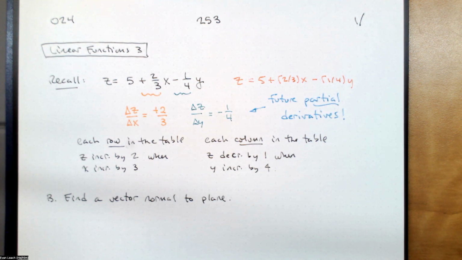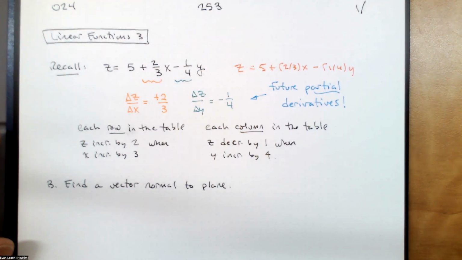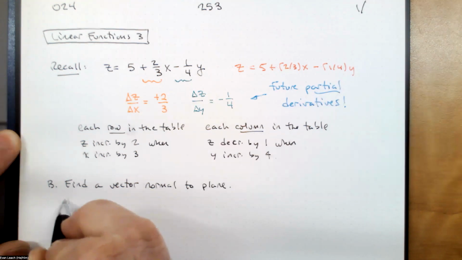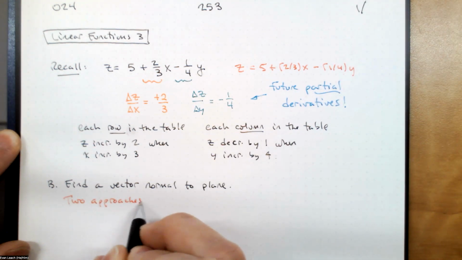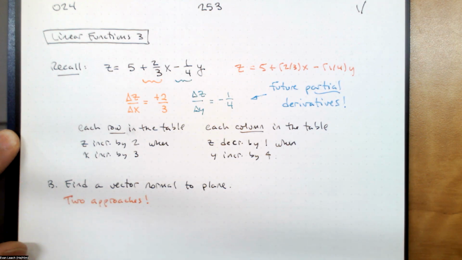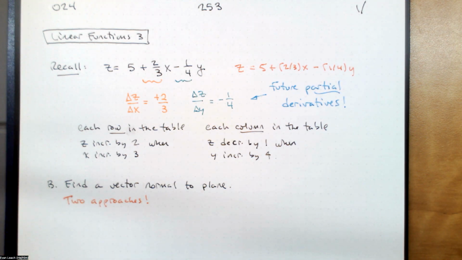I saw 2 approaches, which are the 2 approaches that I was thinking of. So here are the 2 approaches that I saw yesterday. 1, write the equation in standard form. The coefficients of the variables will be the components of a normal vector.